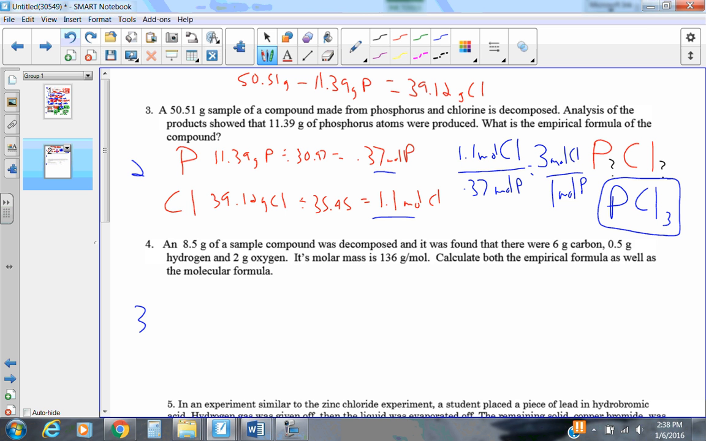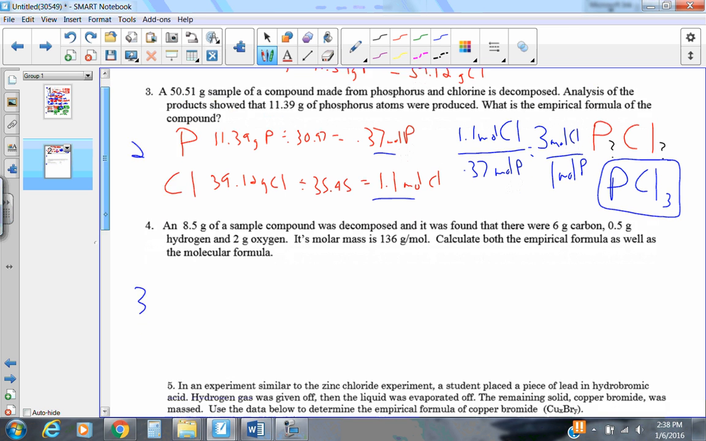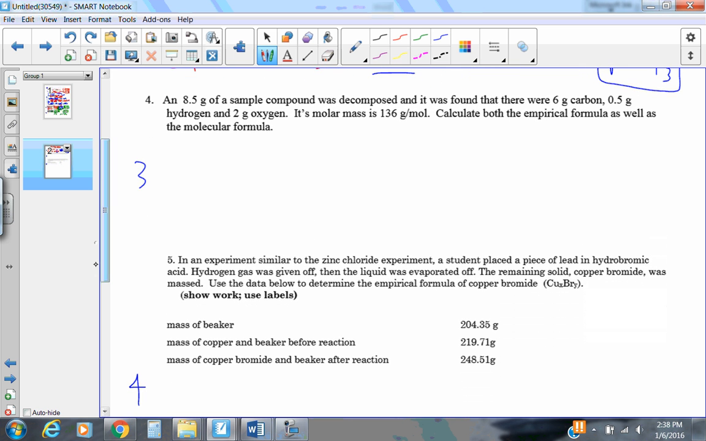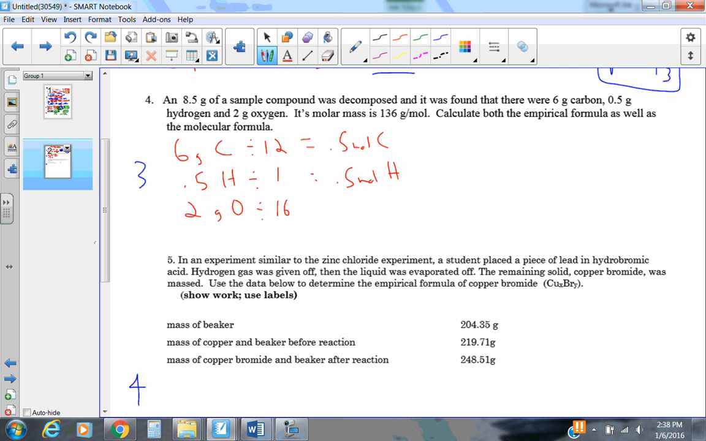Next one. It's worth 3 points because not only do we have to figure out the empirical, but we also have to calculate the molecular. It's done with a pretend lab setup, but when it gets right down to it, they tell us exactly how much carbon, 6 grams of carbon, exactly how much hydrogen, and exactly how much oxygen. Divide it by its molar mass, which you get from the periodic table, and you're going to get 0.5 moles of C to 0.5 moles of H to 0.125 moles of O.